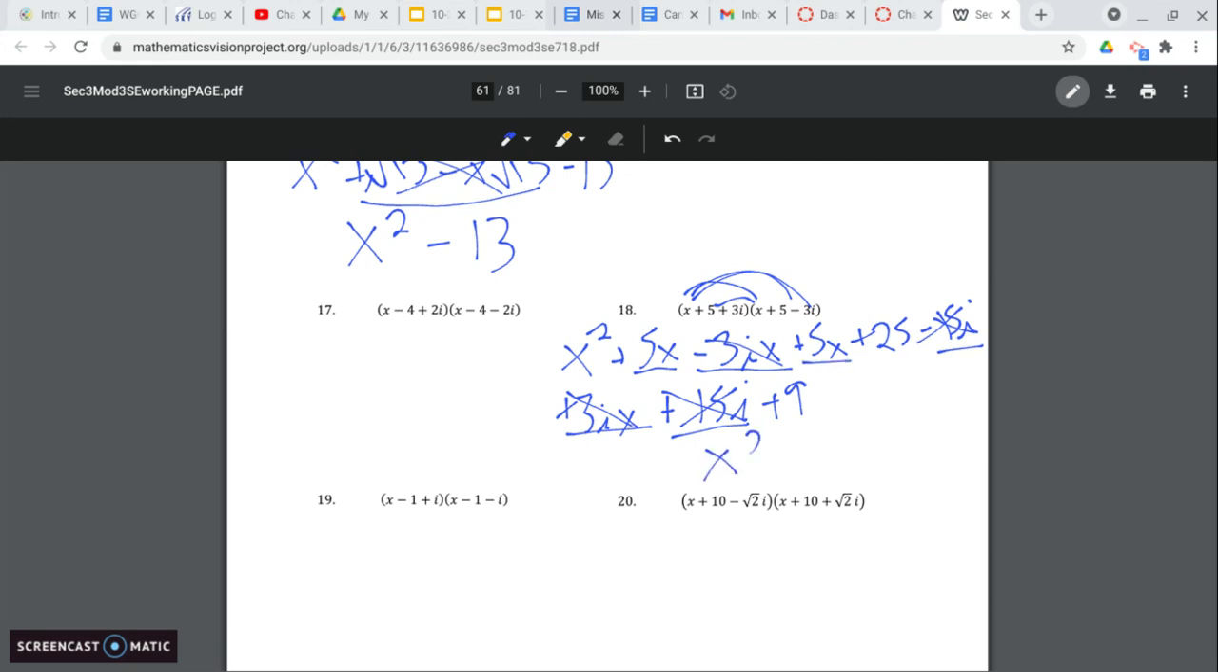So we only have one x squared. So x squared plus 5x plus 5x is 10x. And then 25 plus 9 is going to give us plus 34. So there is our solution. So your i's will cancel out on 17, 19, and 20 when you do this, okay?